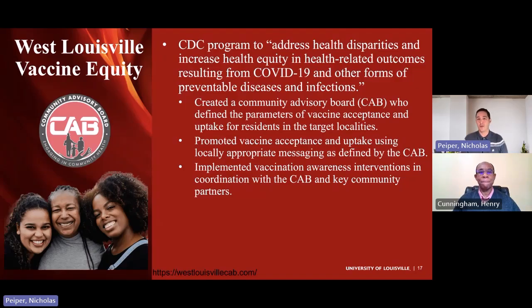And you can see the three goals of the project here were to create a community advisory board who define the parameters of vaccine acceptance and uptake for residents in the targeted localities. So there were 5 specific zip codes in West Louisville that we were really targeting. And we promoted vaccine acceptance and uptake using adapted messaging that the CAB really took leadership in helping us develop. And then we implemented multi-level vaccine awareness interventions in coordination with that CAB and other key community partners.